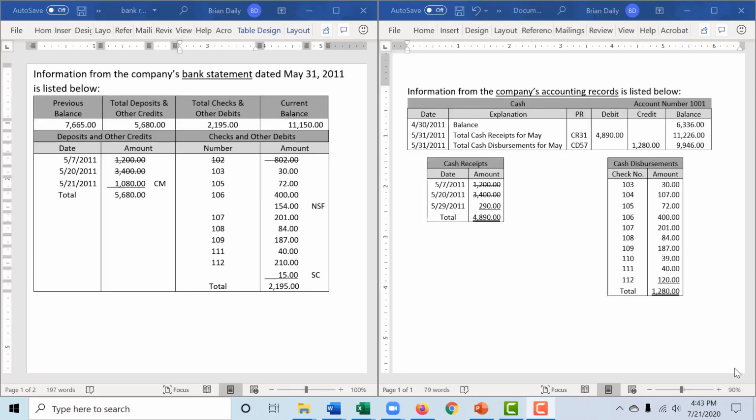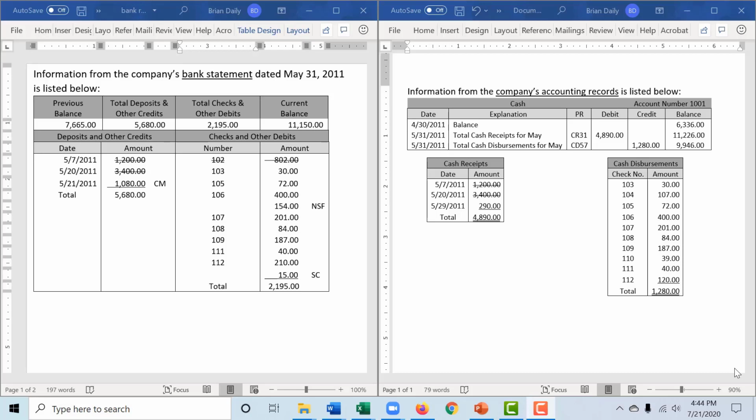Now it is time to start comparing the checks that were written by the company during the month of May against the list of checks and other debits listed on May's bank statement. Since we already accounted for check 102, which carried over as outstanding from last month, I have crossed it off so we don't need to look at it again. As you compare the checks in the two sets of records, make sure that you look at both the check number as well as the amount.